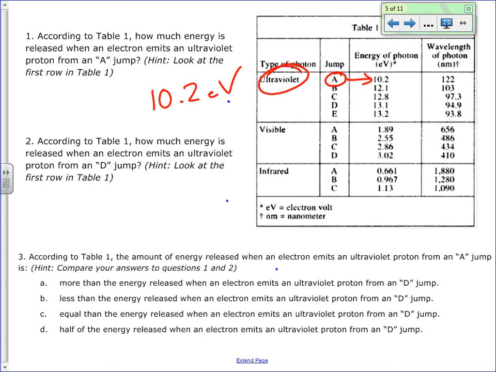According to table 1, how much energy is released when an electron emits an ultraviolet photon from a D jump?